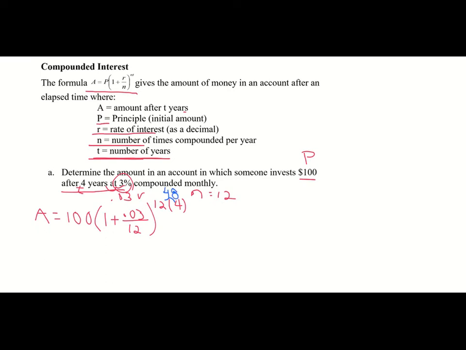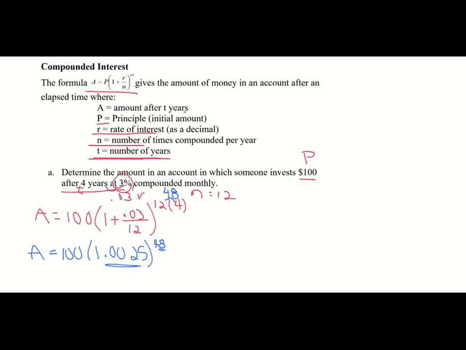So I multiply that. Now remember, order of operations, you want to do those parentheses first. So I'm going to take the 0.03 divided by 12 and add 1. And so right now I have this. I have A is equal to 100 times 1.0025, all raised to that 48th power. Now, after parentheses, remember exponents come next. So we're going to take this 1.0025 and raise it to the 48th power because that 48 is attached to this. So I'm going to, on my calculator, raise it to the 48th power.